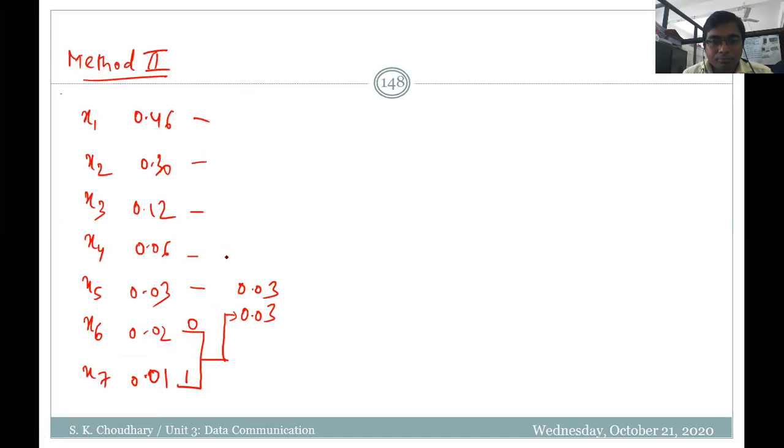But we have not changed its level. So the summation value is kept below, and then we perform 0 and 1 like this. Then again we do the summation. It would be 0.06, and again we write it below the next probability. The next probability is 0.06, so this summation goes below that. And then again we perform the same procedure, 0 and 1.